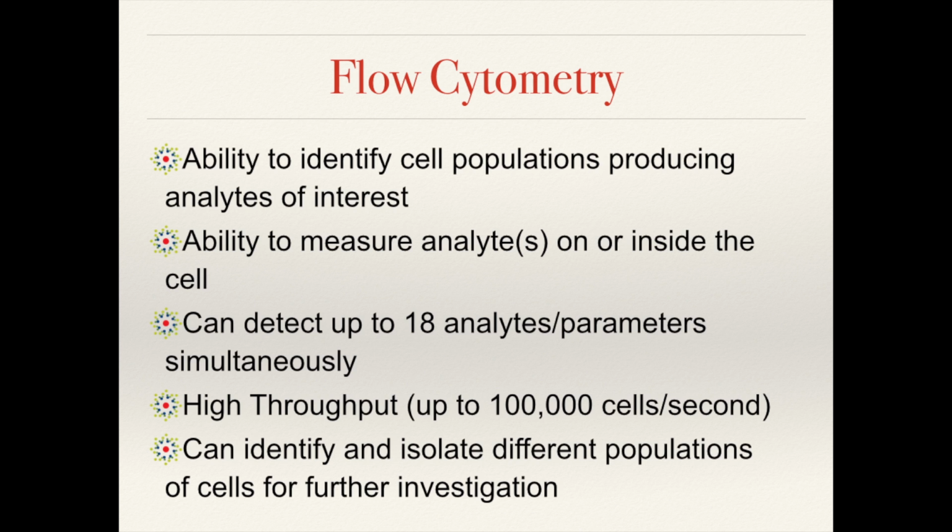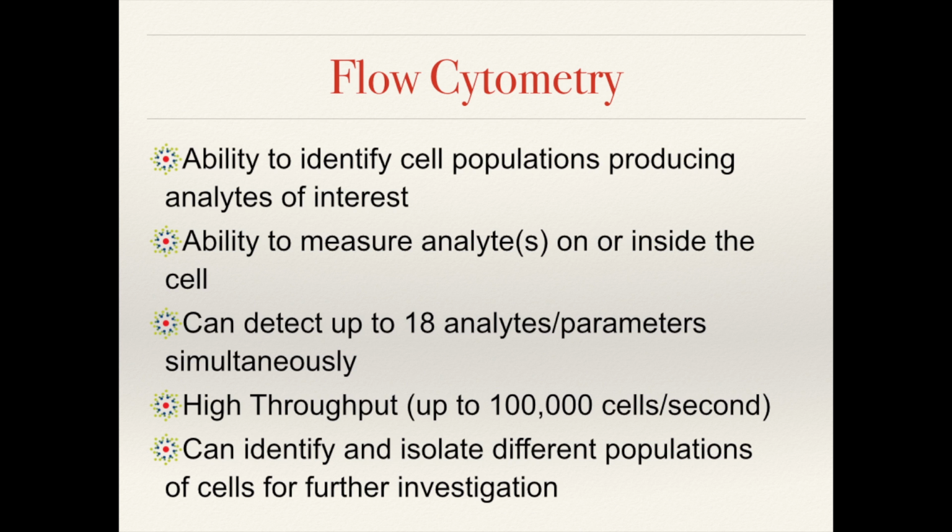Flow cytometry has several distinct advantages. It has the capability of identifying cell populations producing analytes of interest. It also has the ability to measure analytes on the cell surface or inside the cell. It can also detect up to 18 analytes or parameters simultaneously, and the newer generations can detect up to 30 analytes or parameters.